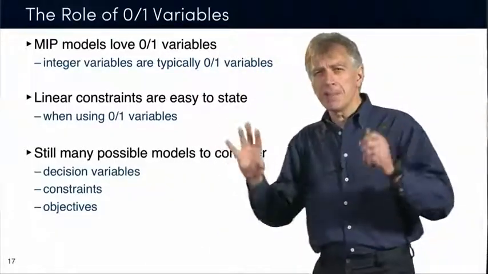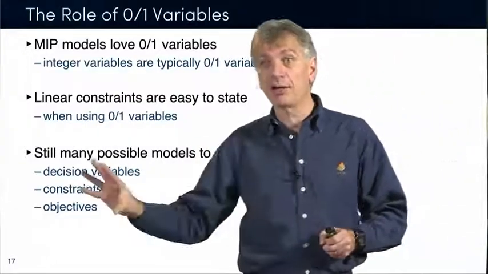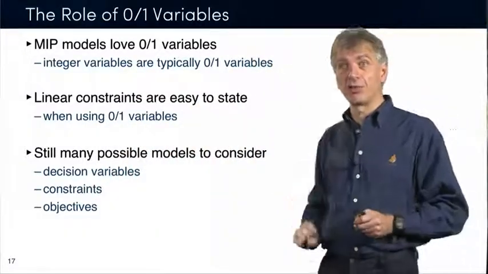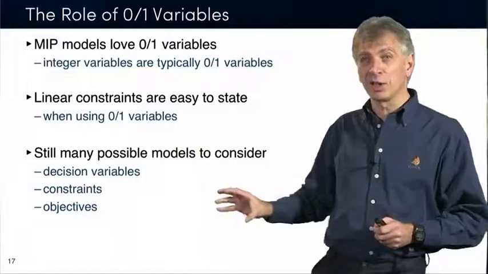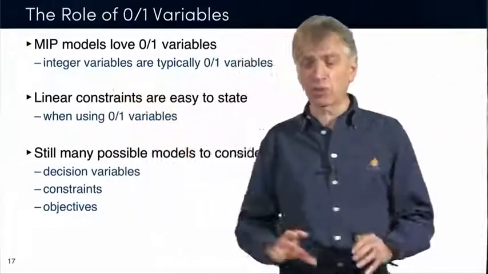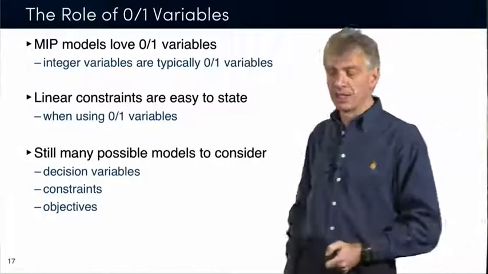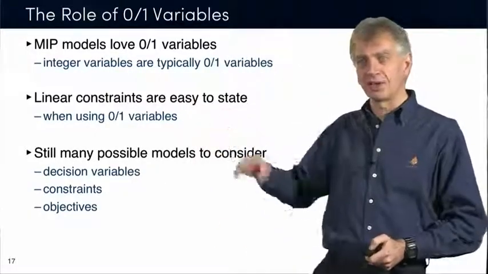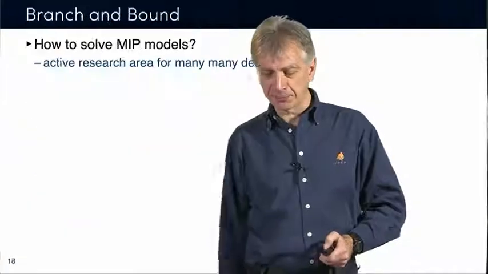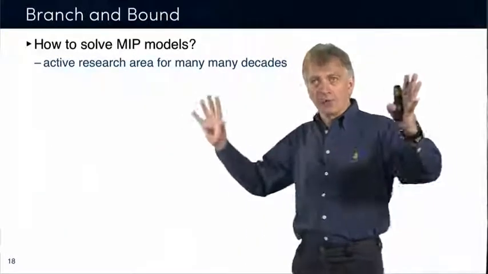There are still many possible models that you can design. What are the basic decision variables that you're going to use? What are the constraints? What are the objectives? Everything that we said for constraint programming is still valid. Finding a good model is not necessarily easy, and we'll see some of these things in the next lecture. Now we have a beautiful MIP model.